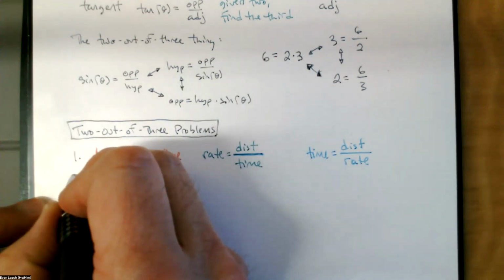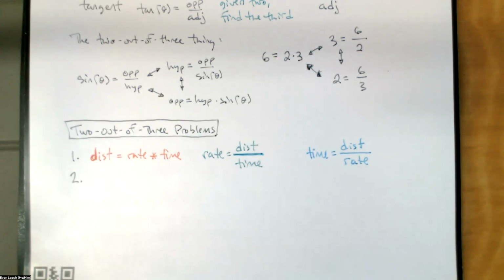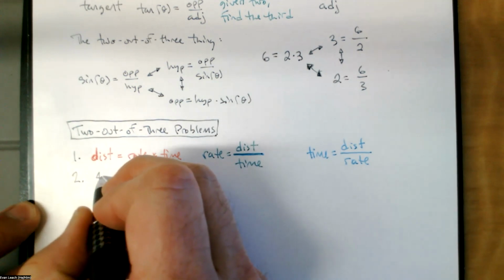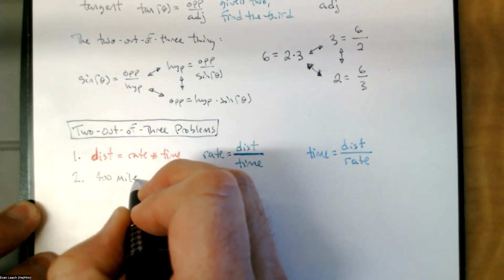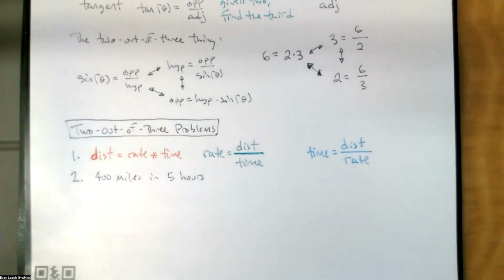In problem number 2, we were given two pieces of information. We were told that we were given 400 miles in 5 hours. Of distance, rate, and time, which is the 400 miles? What is that going to be called? That is a distance. It's in miles. We know miles means distance. And 5 hours, which one is that going to be called? That's a time. So I've got a distance and I've got a time.